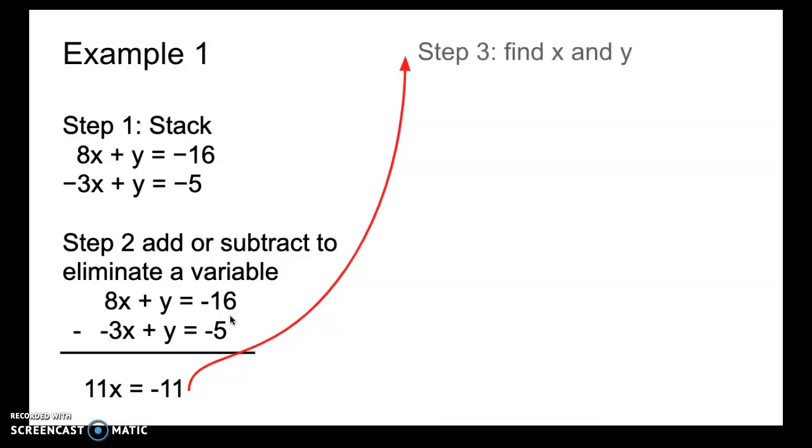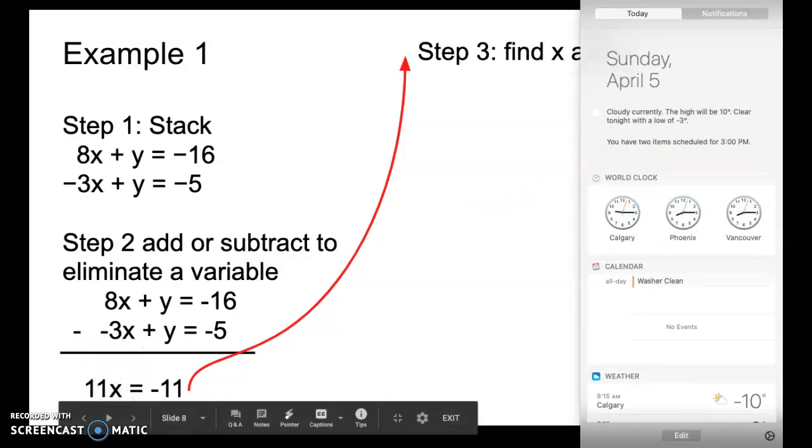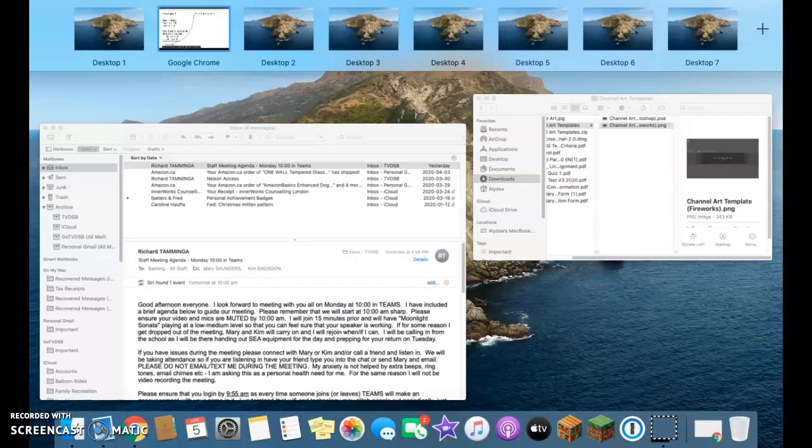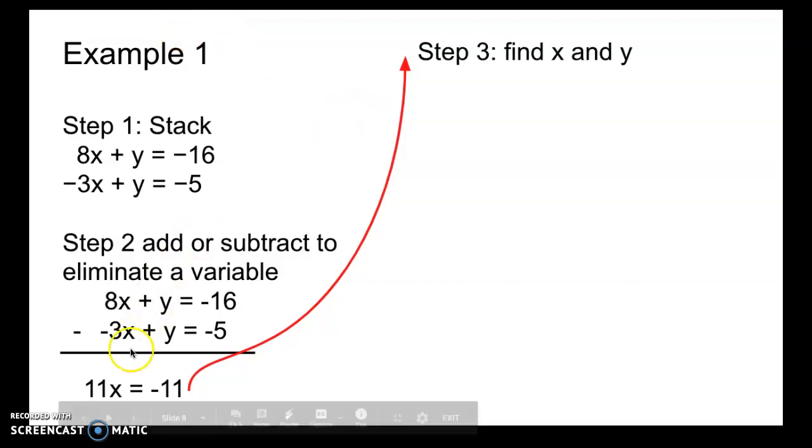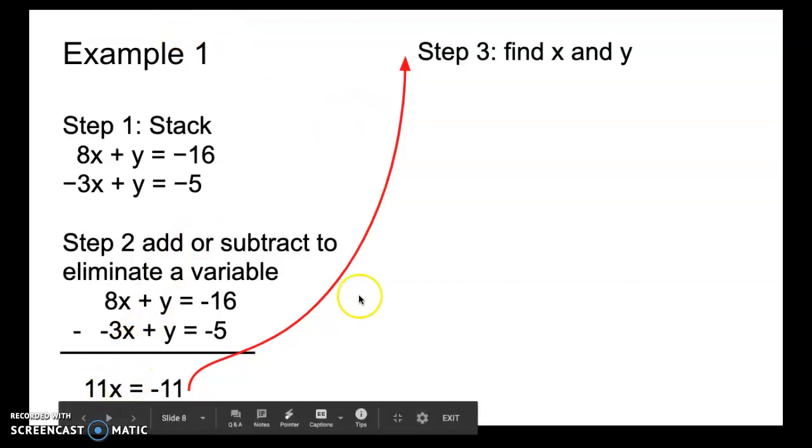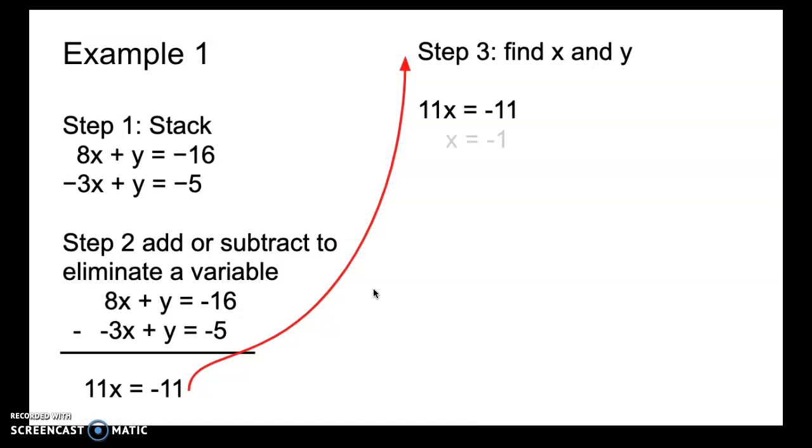So we're going to find our x from this. Remember, to get x by itself here, you're going to divide both sides by 11. So x is going to be negative 1. That's our x in our solution. Remember, our solution is going to be a point, an x, y point.